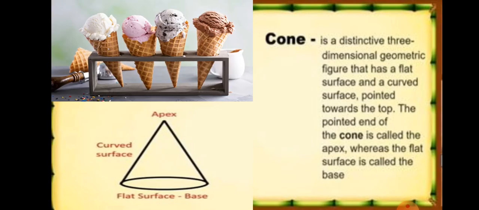The next one is cone. A cone is a distinctive three-dimensional geometric figure that has a flat surface and a curved surface pointed towards the top. The pointed end of the cone is called the apex, whereas the flat surface is called the base. A cone tapers smoothly from a flat base, frequently though not necessarily circular, to a point called the apex or vertex. The axis of a cone is the straight line, if any, passing through the apex, about which the base and the whole cone has circular symmetry.